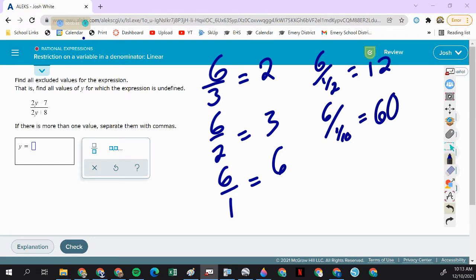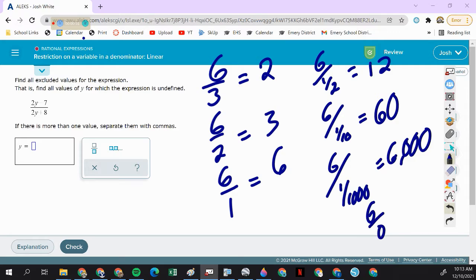Okay, what about 6 divided by 1/10? 60. What about 6 divided by 1 over 1,000? 6,000. What about 6 divided by 0?